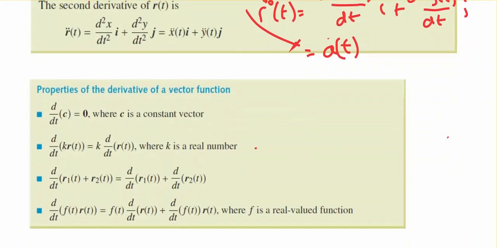If the derivative is equal to 0, then it's a constant vector. Again, we can take the k out as a common factor. We can write them separately as two separate derivatives, and I can use a product rule when I have two vectors that are being multiplied.